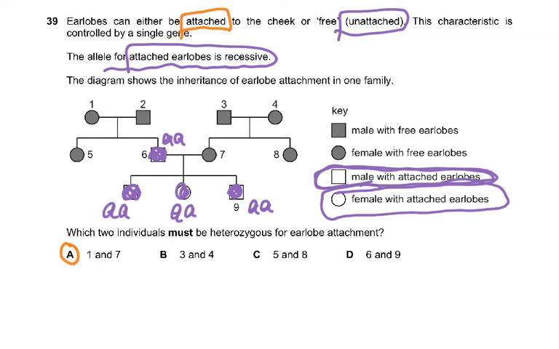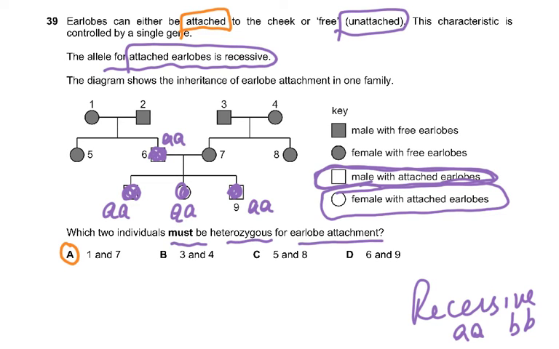This is the first rule that you do. You find out what is the recessive trait and then you can just write two letters. You can write small a, small a. You can write small b, small b. You can write any small letters. I'm not saying that you have to only write a. Now it says the diagram shows the inheritance of earlobe attachment in one family. Which two individuals must be heterozygous for earlobe attachment?